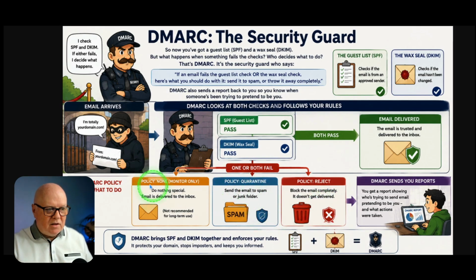Now, which one of those policies is adopted is entirely up to you as the email marketer. My recommendation is to start with none, and then over time you'll get a report any time someone tries to masquerade as being you and sends emails that fail SPF or DKIM, and as a result DMARC flags it as such. DMARC will send you a report and say, oh, by the way, someone tried to send an email pretending to be you.